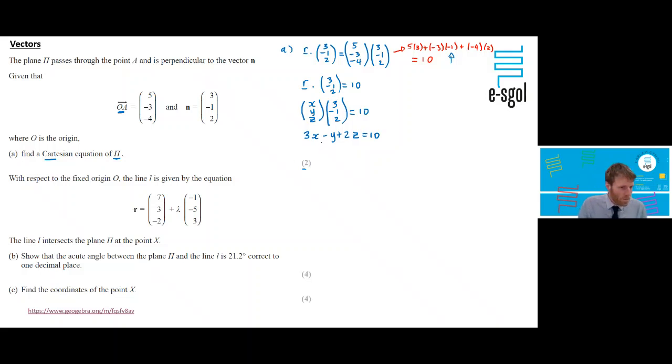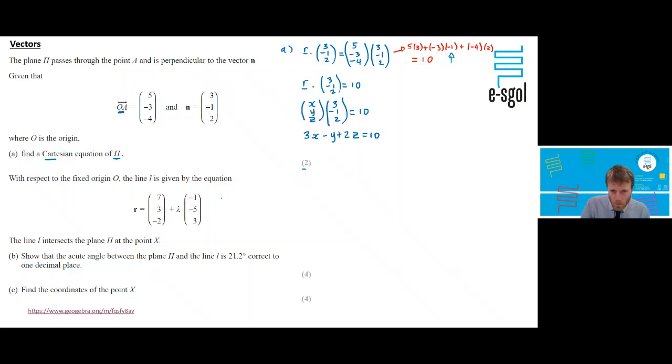Now, for part B, let's have a look at this. We've got a vector equation of a line given, and it says it intersects the plane at point X. Show that the acute angle between the plane and the line is 21.2 degrees, correct to 1 decimal place. It's quite hard thinking in 3 dimensions because this is all happening in 3 dimensions. It might be easier if we try and think in 2 dimensions.